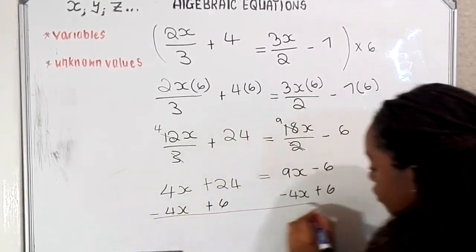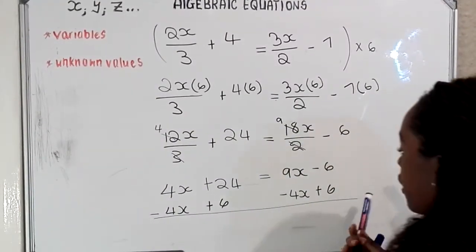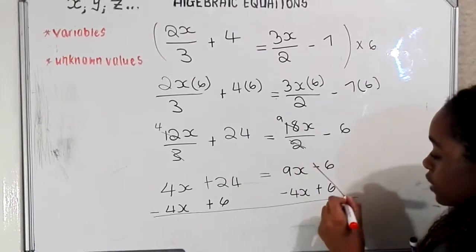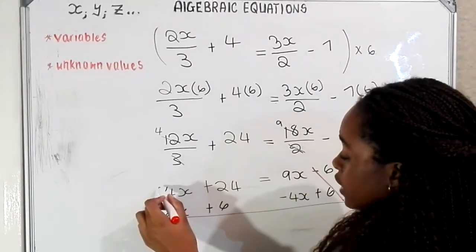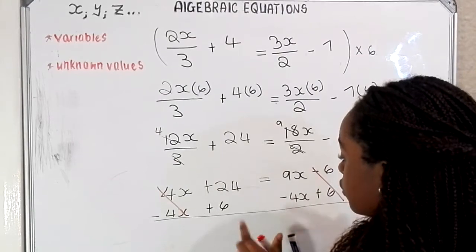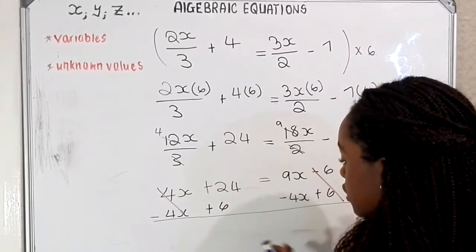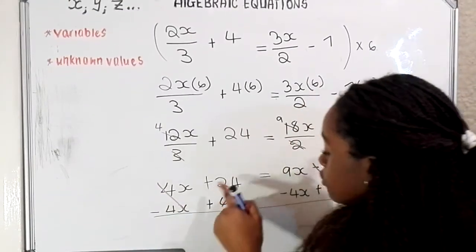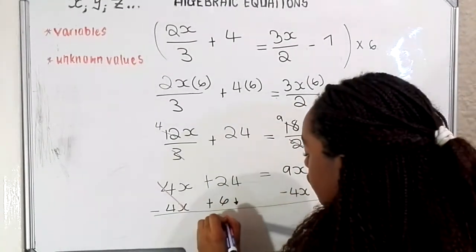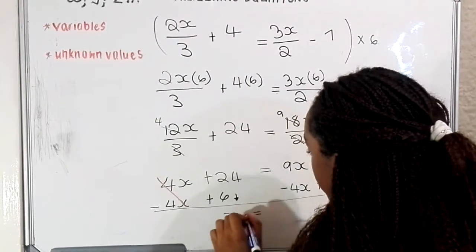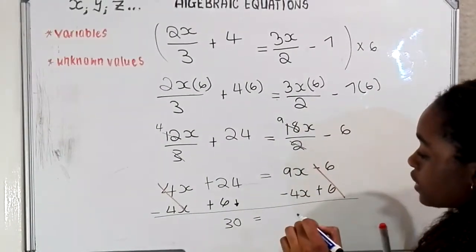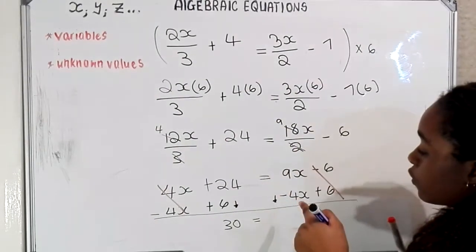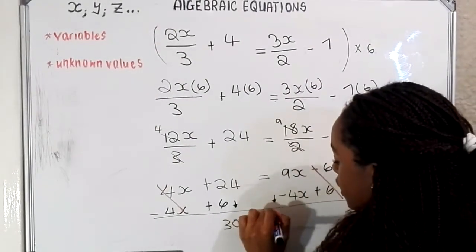So if I put this all under, minus 6 plus 6 will cancel, and 4x minus 4x will cancel. You're left with 24 plus 6, so you can bring this down. You bring this down there. 24 plus 6 gives you an answer of 30. Okay? You're left with 9x minus 4x. 9x minus 4x, we bring this down. 9x minus 4x is equal to 5x.